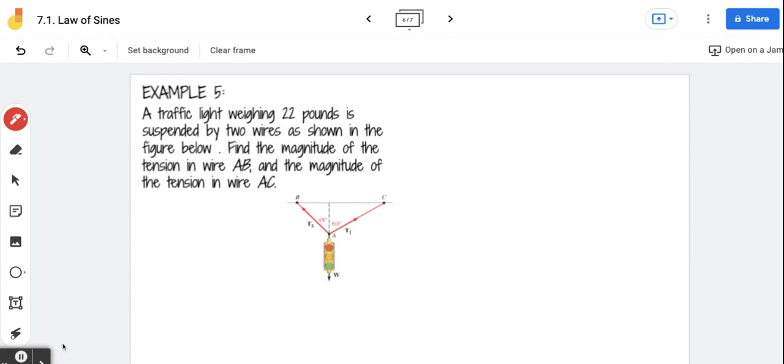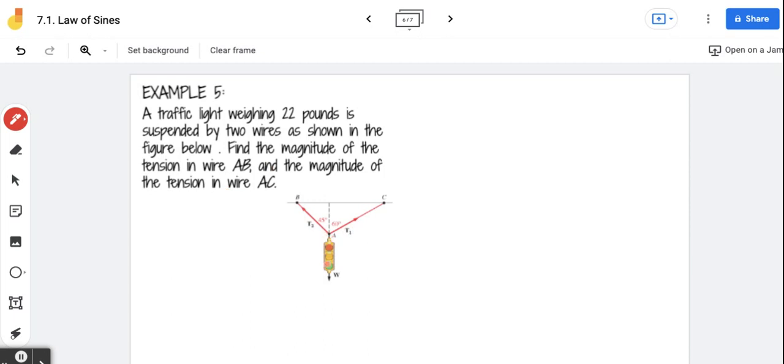All right, example 5 gets a little physics into this, some vectors. The math part of it, the use of the law of sines, is pretty easy, no different from all the other ones. Getting this one drawn right is the critical part. It says a traffic light weighing 22 pounds is suspended by 2 wires as shown in the figure below. Find the magnitude of the tension in wire AB, call it T2, and the magnitude of tension in wire AC, so T1.